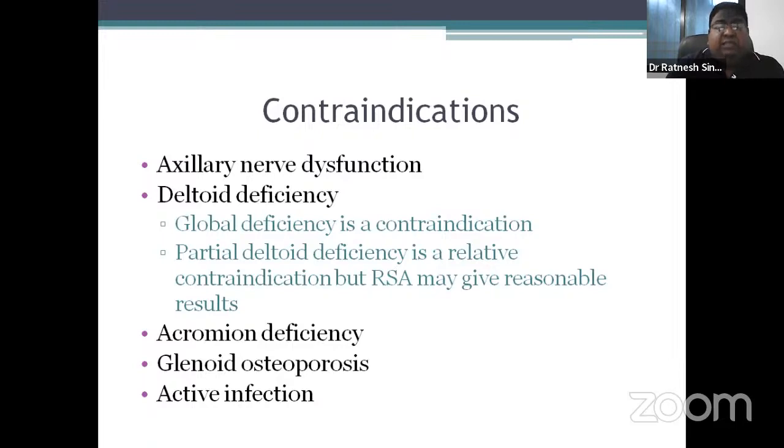Then coming to the deltoid deficiency. Global deficiency is a contraindication. Partial deltoid dysfunction is a relative contraindication because reverse shoulder may give a reasonable result, especially in terms of pain relief. Acromion deficiency is a contraindication. Glenoid osteoporosis, with high chances of fracture both intraoperative and postoperative. And active infection.